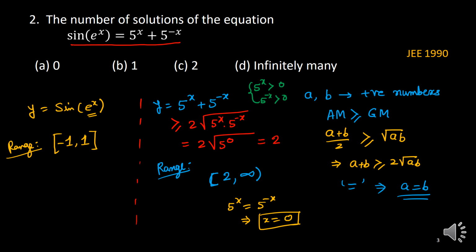We can also solve it a different way: 5^(2x) = 1, giving x = 0. That's also fine. So the range is from 2, including 2, up to infinity. Now if I compare these two ranges, one is at most 1 and the other is at least 2. Obviously there is no overlapping.